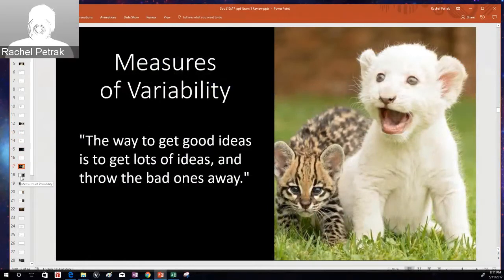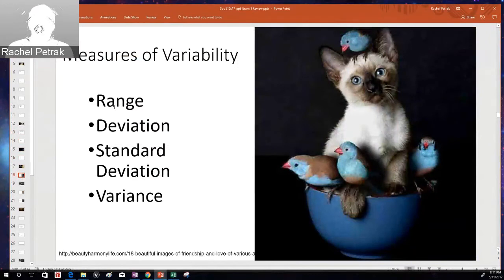Measures of variability included the range, the deviation, the standard deviation, and then I briefly introduced the variance as a step in calculating the standard deviation. But it is important to know you'll see that again in the future, as well as the standard deviation. The range gives us a simple measurement of the top score to the bottom score.